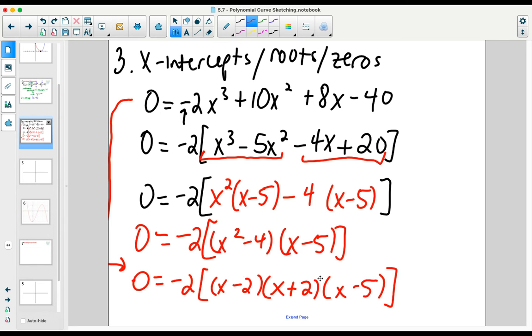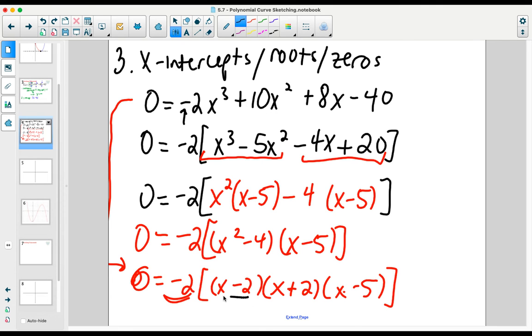Because I'm looking for this polynomial at the bottom, t equals 0, I'm going to set each one of these small binomials equal to 0. I don't have to worry about the negative 2 because there's no way for negative 2 to be 0. I factored that out. It's still there. It's still part of the polynomial. It still matters to the end behavior. But in terms of our factoring and solving, it is irrelevant to the solving of those smaller equations.